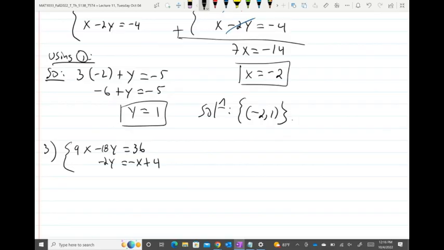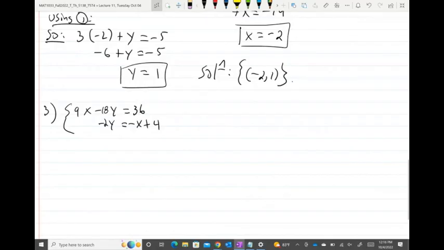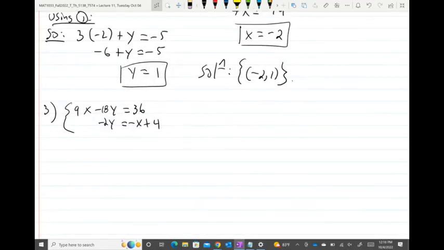Okay, let me just write here 9, negative 18, 36. It's just that problem we had done already before, so I just want to change it. But it's essentially the same problem. All I did was multiply the first equation by 3. Okay. So give me 2 minutes, 3 minutes. Well, I'll take 10 minutes.